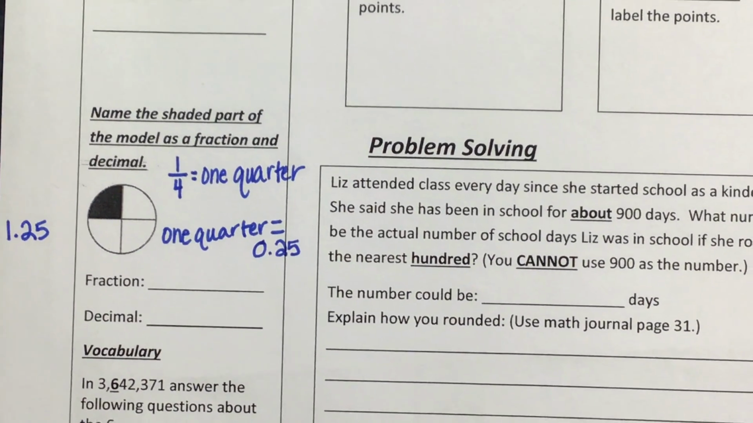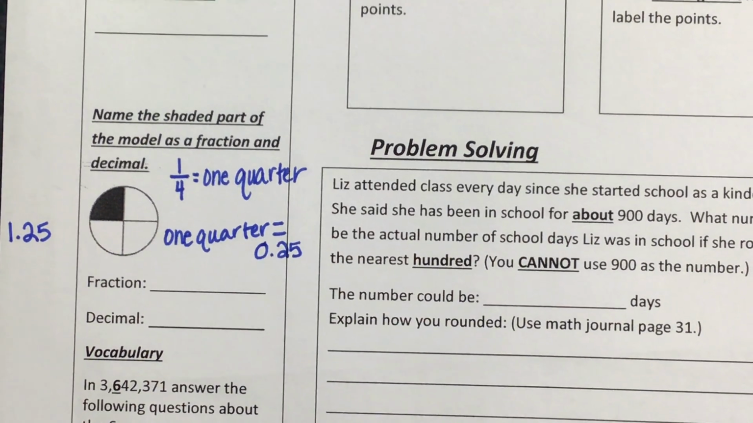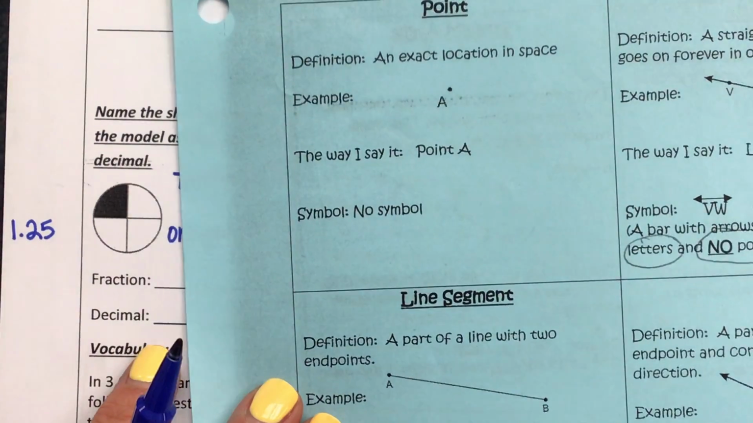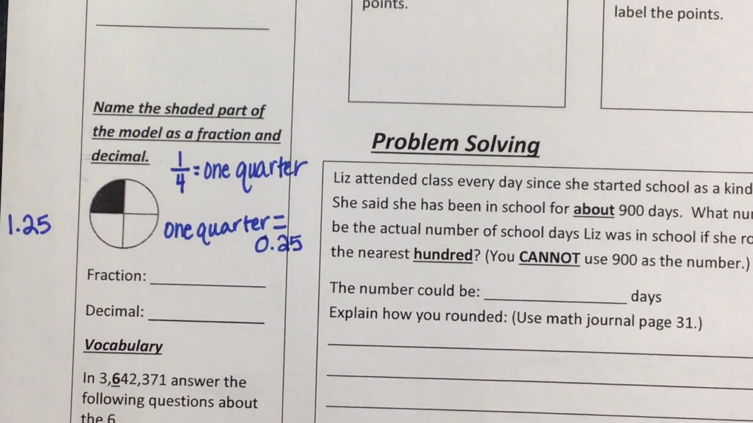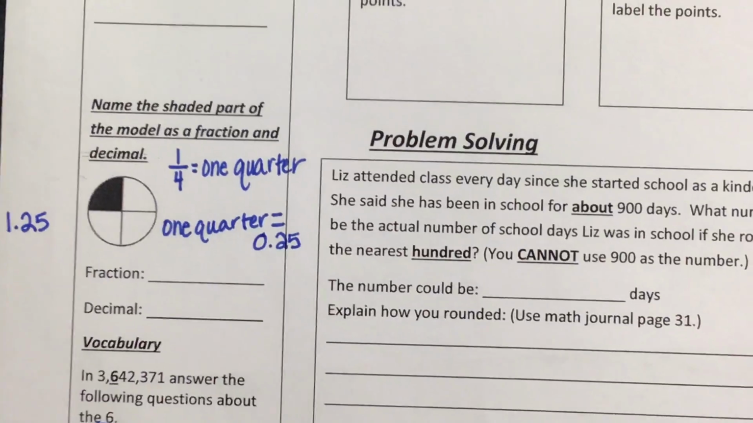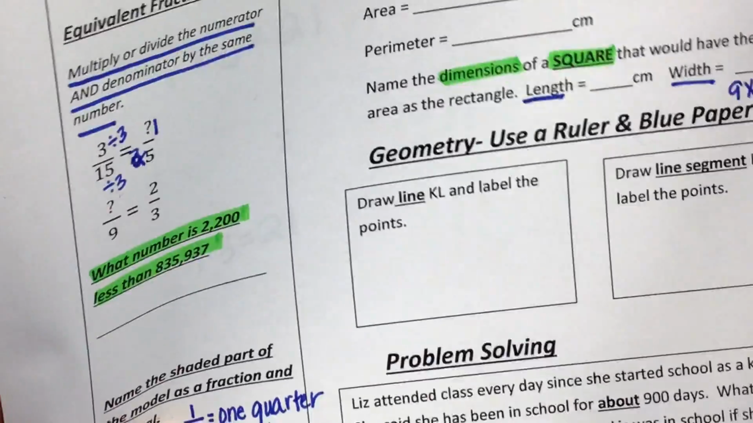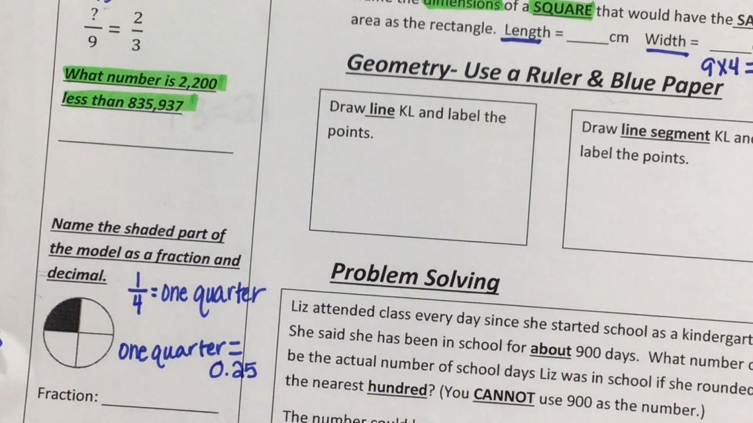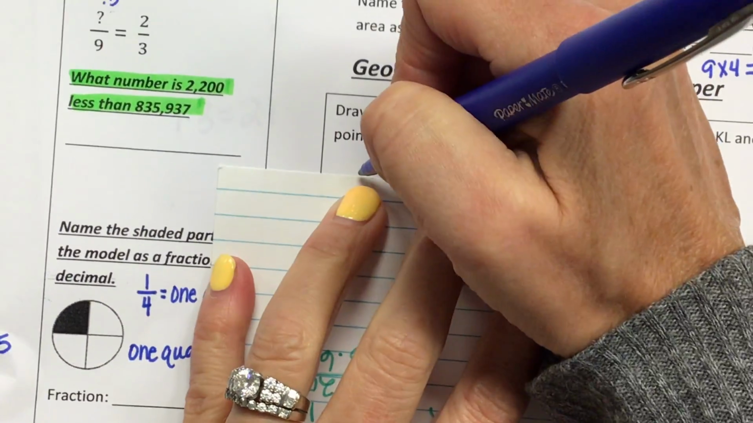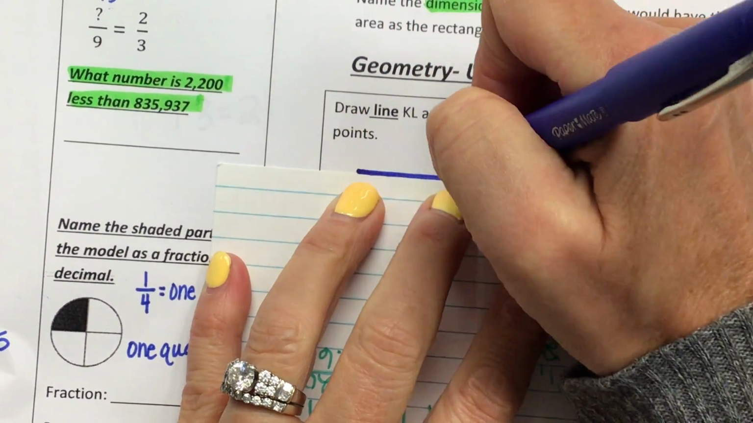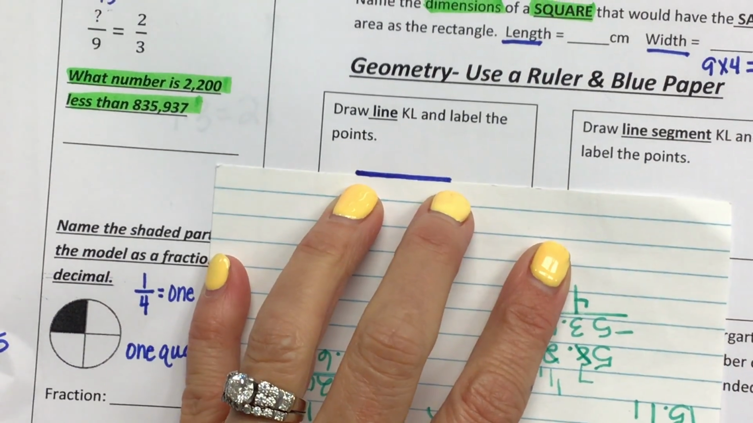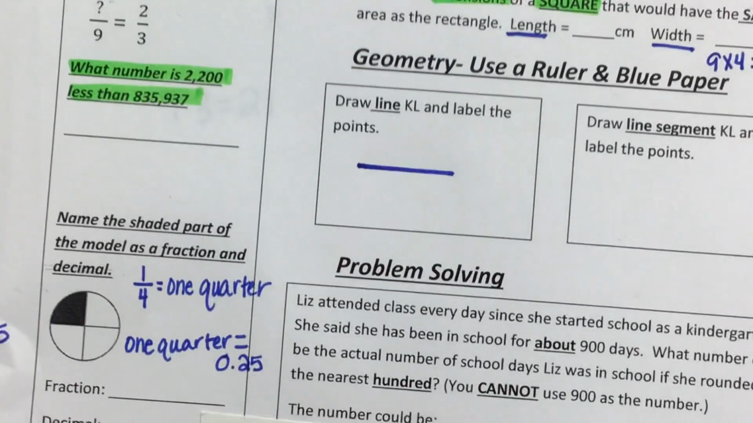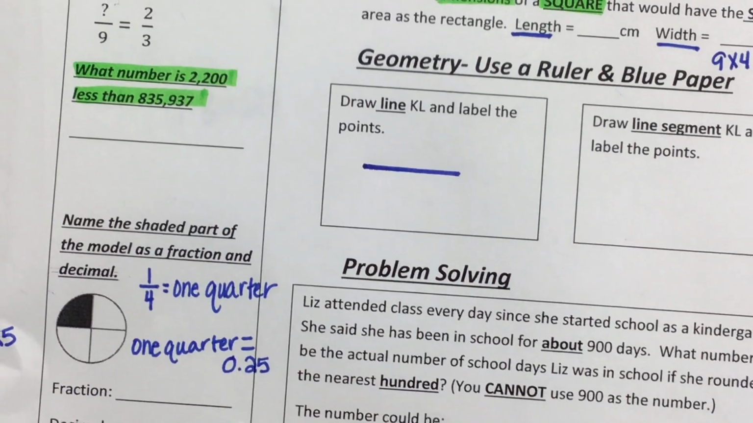Okay, draw a line KL and label the points. Guys, be referring to this blue sheet. You should have this blue sheet in your folder, and you should be referring to it regularly, every week. When you use a ruler or straight edge to draw that line, you need to hold it firm. I need to be able to tell that you are using a ruler. If I cannot tell that you're using a ruler, it will get counted wrong.